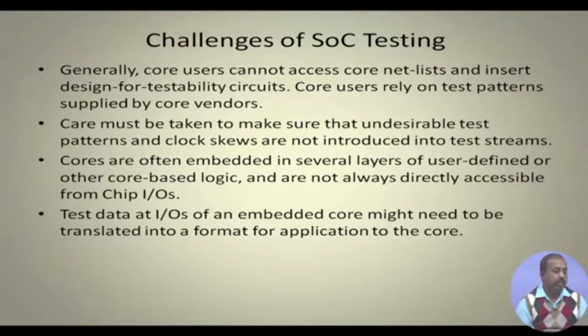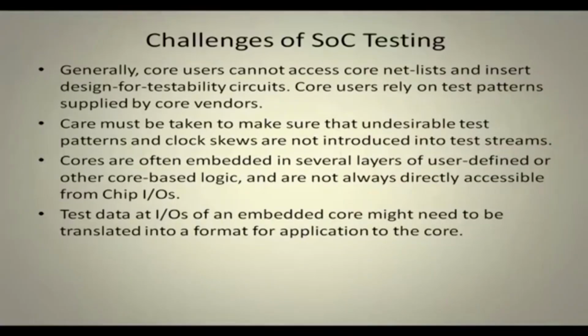Cores are often embedded in several layers of user defined or other core based logic and are not always directly accessible from chip input outputs. So, this is another problem with core based design, because the system input outputs are not directly feeding each and every core in the system. Now, in a normal circuit, we handle the situation by doing some sort of justification through the logic circuit or the netlist. But in case of core based design, since the cores are coming from different vendors and the details are not known, it is not possible to do justification, so that we can take care of the test pattern flow through to a particular core. So, they are not always directly accessible.